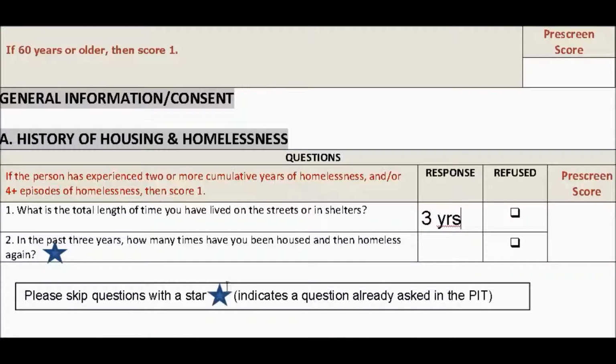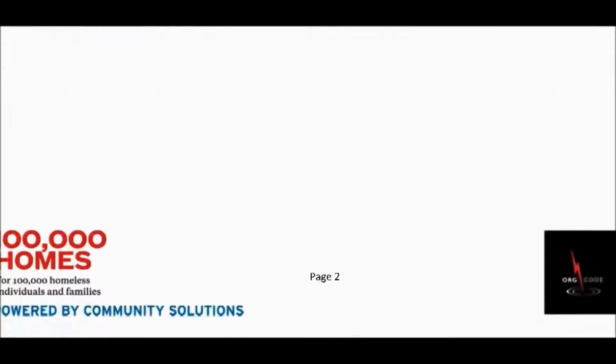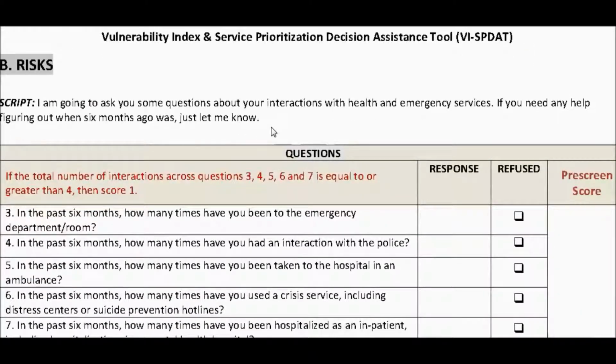Question number 2 is a repeated question. As I mentioned before, questions with a star are identical to one of the county survey questions, so you do not need to ask this again. There is a short script before you begin question number 3. Read this statement and proceed with the survey.